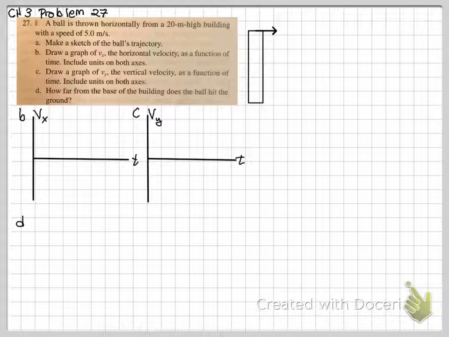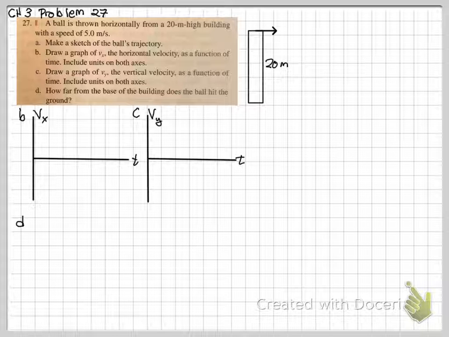Hello, this is the solution to number 27 of chapter 3, problem number 27 in the back of College Physics. We have a ball that is thrown horizontally from a 20-meter high building with a speed of 5 meters per second. The first thing you want to do is draw a picture and include the information you've been given so far. First off, we know that we have a 20-meter high building.